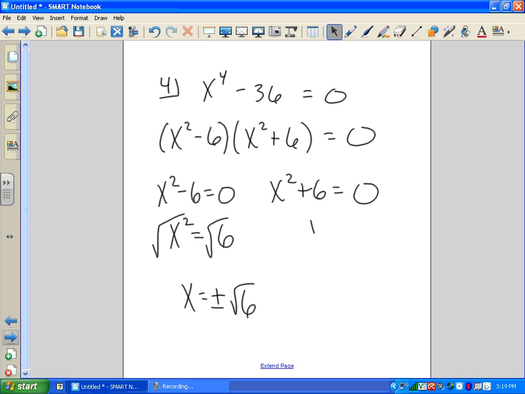Over here, the only difference in the solution now is when I subtract 6 here, and so it's negative 6. And so I'm going to do square root on both sides now. And so that's going to give me plus or minus i square root of 6 because that one's negative.